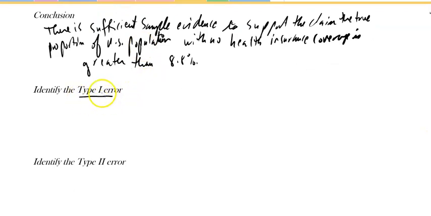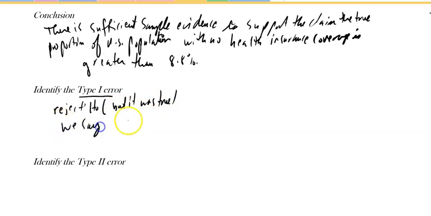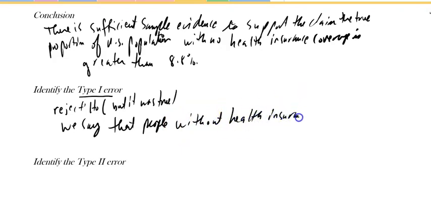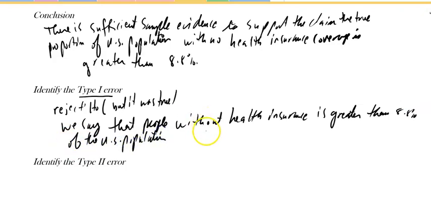Now this is just for practice. Identify the type 1 error. I remember the type 1 error because I always remember that with type 1 error, you reject the null hypothesis. And how would you be in error? Well, you reject the null hypothesis when, if you are mistaken, it was true. What does that mean? That means we say that the proportion of people without health insurance is greater than 8.8% of the US population, when it's actually not.